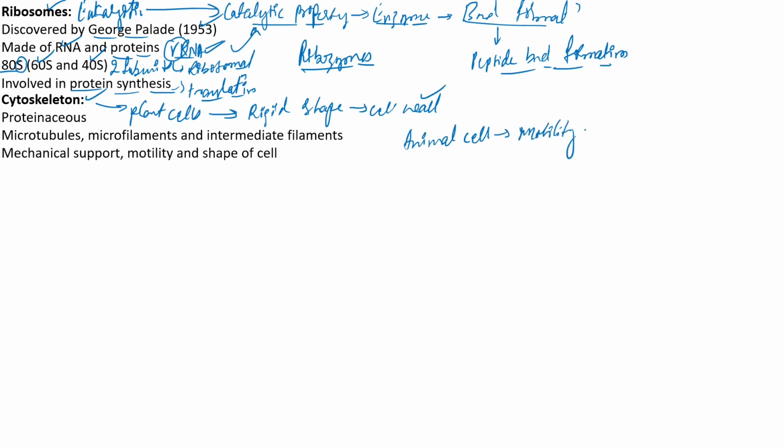Yet the animal cells do show motility. They do have a certain shape also. They do have shape, they do have motility, and this motility and shape is ultimately provided by the structure that is the cytoskeleton. Okay, now cytoskeleton is mainly proteinaceous. It means that they are completely made up of proteins. Okay, and the cytoskeleton mainly includes three types.